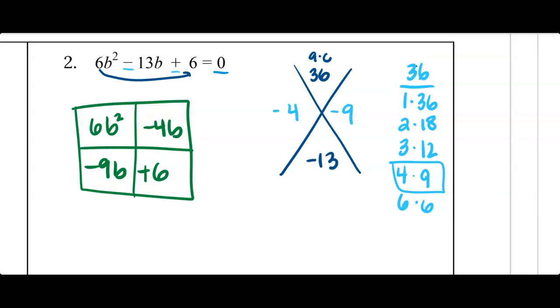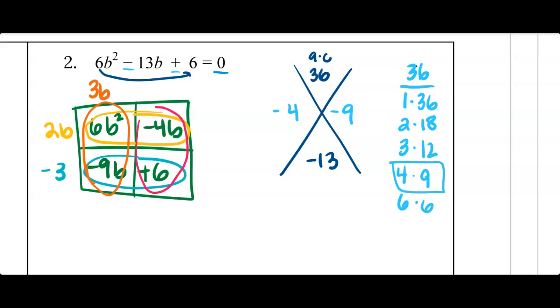Then we will look for our GCFs. So the GCF of 6b squared and negative 4b will be 2b. The GCF of negative 9b and 6 will be negative 3. The GCF of negative 9b squared and 6b squared will be 3b. And the GCF of negative 4b and 6 will be negative 2. Remember, you always want to keep the sign of the b's.